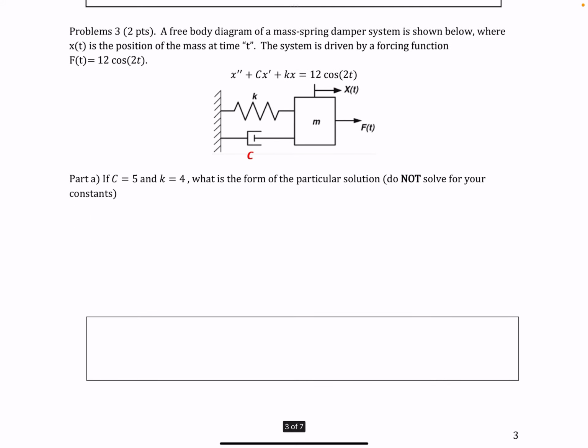Hi, welcome to problem 3. A free body diagram of a mass spring damper system is shown below, where x of t is the position of the mass at time t. The system is driven by a forcing function f of t equals 12 times the cosine of 2t.